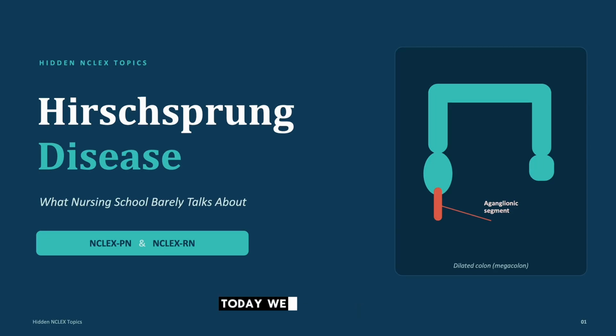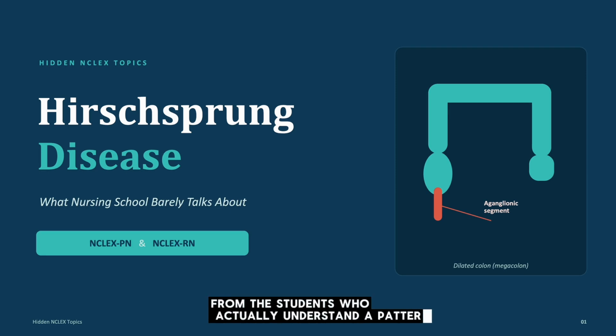All right, everyone. Today we are going to cover Hirschsprung disease. Most students freeze on this one because they were taught it for 5 minutes and then never saw it again. That's exactly why it works as a test question. It separates the students who memorized from the students who actually understand a pattern.